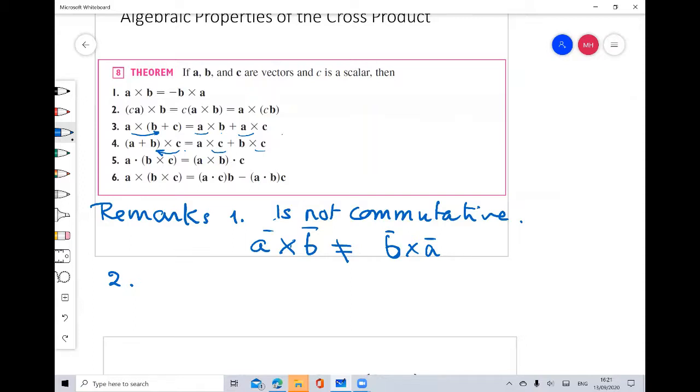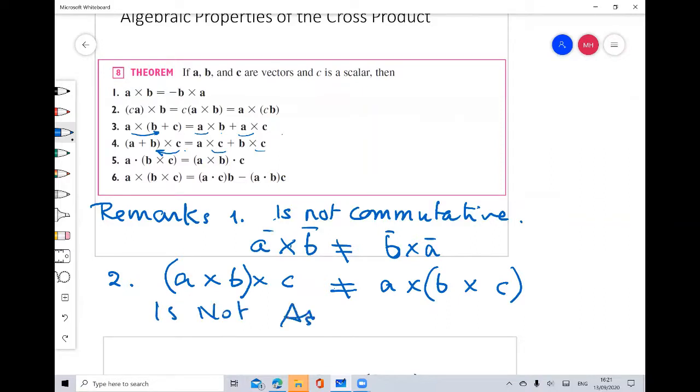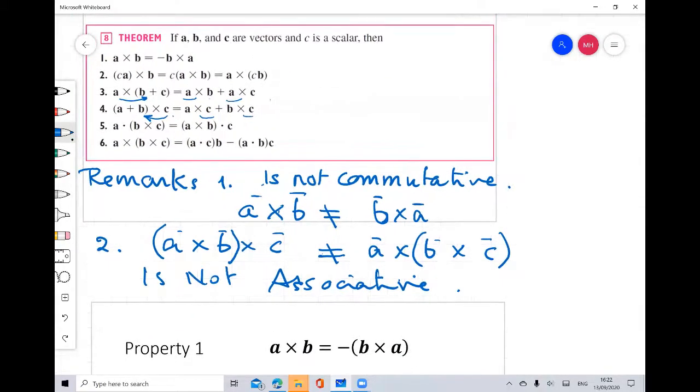Also, I notice here from these properties, I don't have the associative property. That is, if I have A cross B cross C, I could associate A cross B, or I could associate B cross C. Actually, it is not associative. This property is not satisfied, and the cross product is not associative. How are you going to verify this? Actually, I need you to find a counter example, or an example, to state that this is really not true.